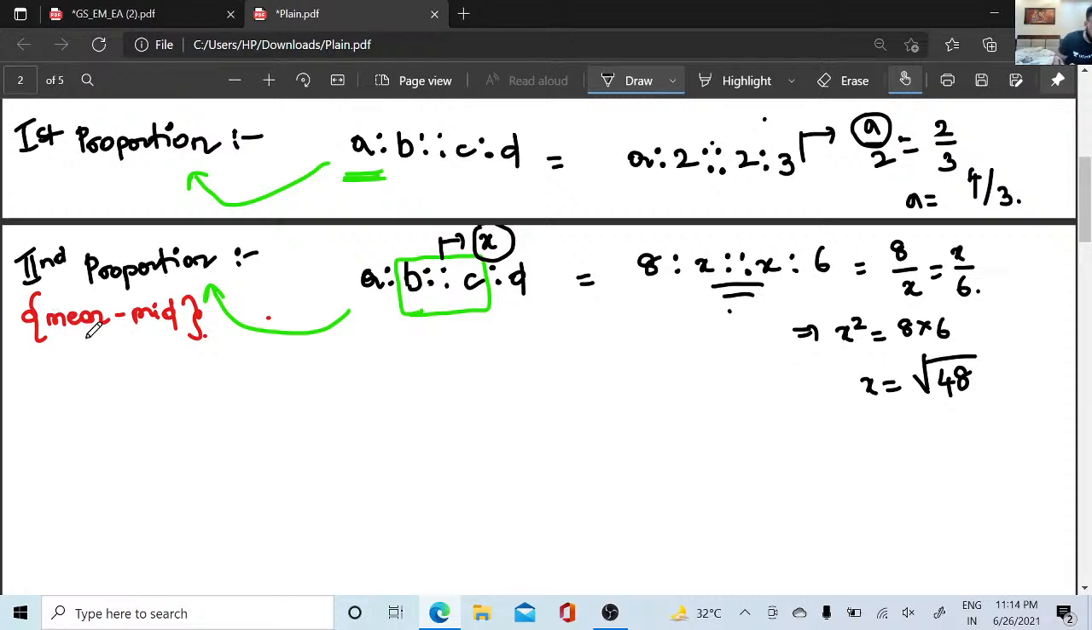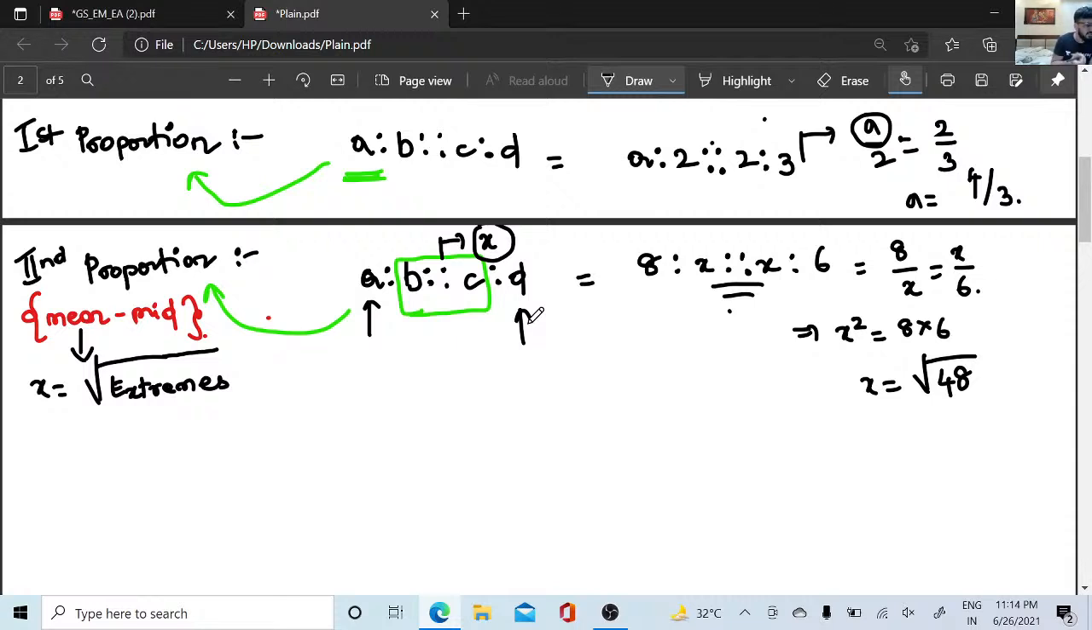So what is mid proportion going to be? Mid proportion is nothing but the square root of the extremes. What are my extremes here? My extremes are A and D. So this is the mid proportion, and you guys know it.